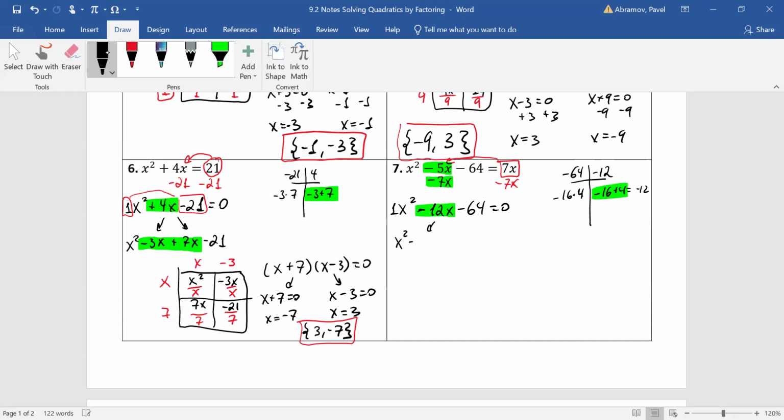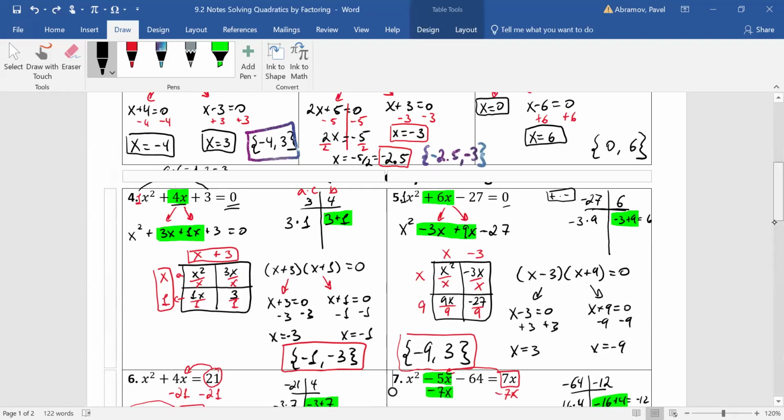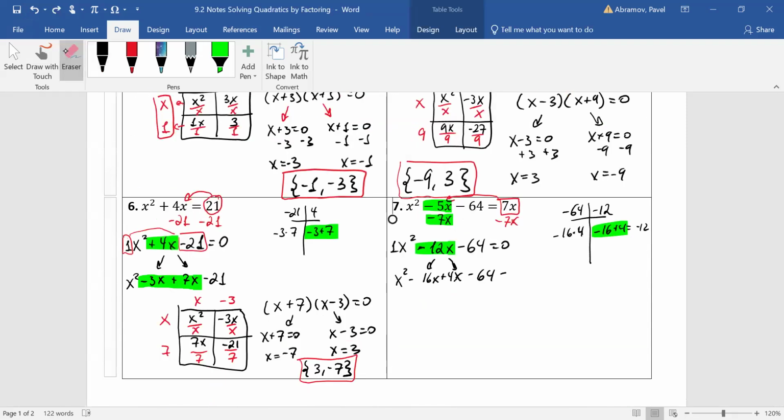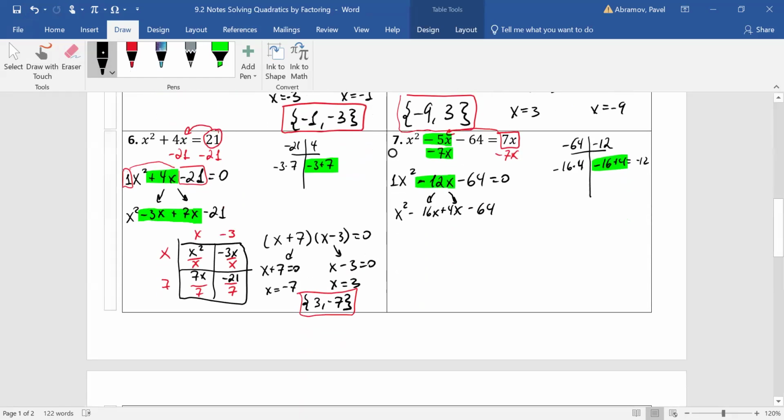So x squared minus 16x plus 4x minus 64. Okay, and then making our box and continuing on the same way as we've done before. In our box now, we have x squared, negative 16x, 4x, negative 64. So we get x out, divide everything by x, so we'll have x minus 16.